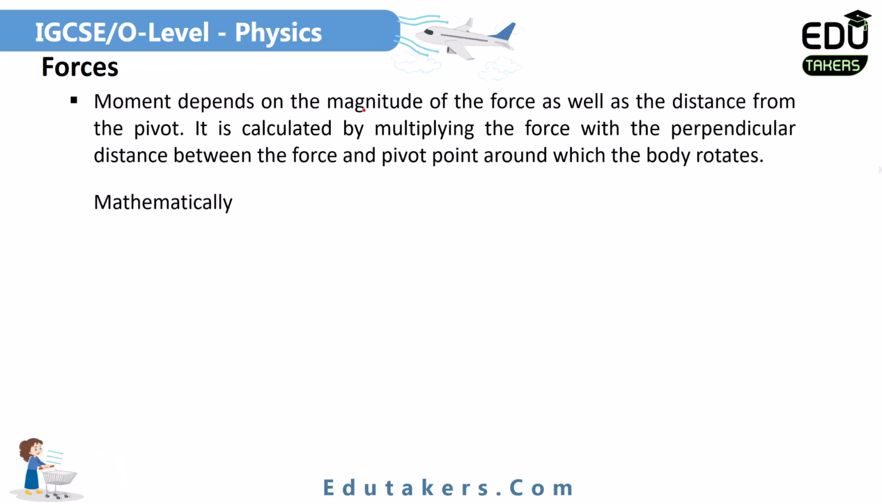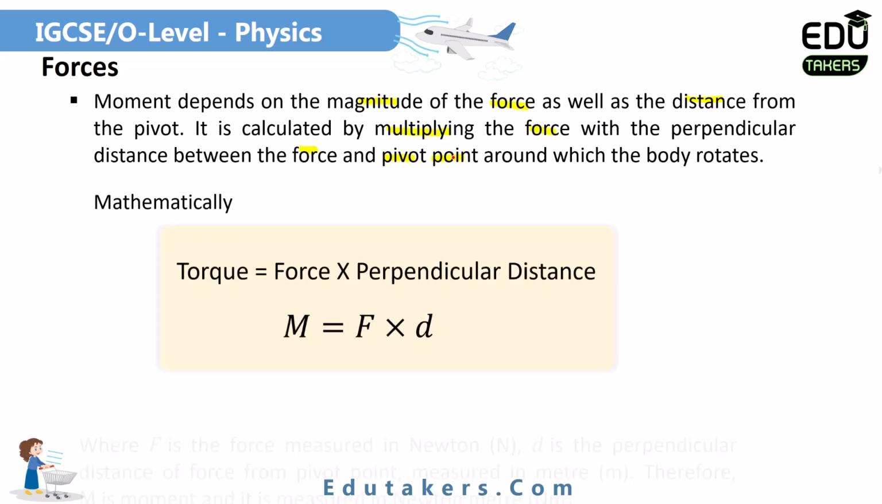The moment depends on the magnitude of the force as well as the distance from the pivot. The moment of the force depends upon two factors. One is the magnitude of the applied force and the second is the distance of this force from the pivot point. It is calculated by multiplying the force with the perpendicular distance between the force and the pivot point around which the body rotates. So the mathematical form here, you just need to multiply both of these.